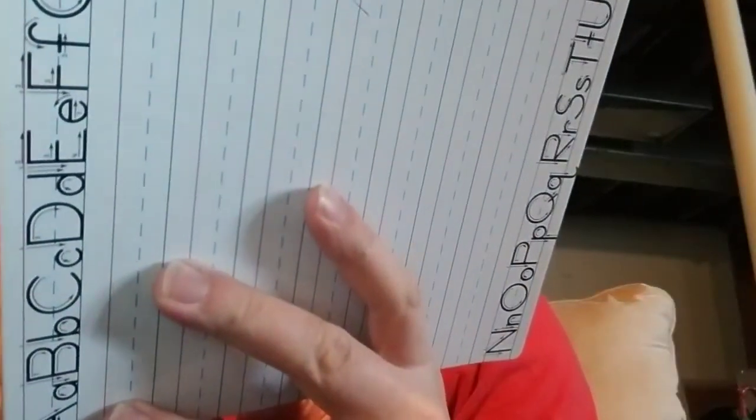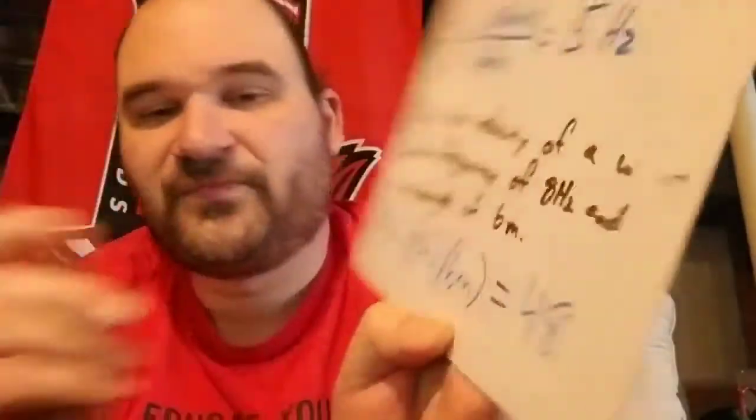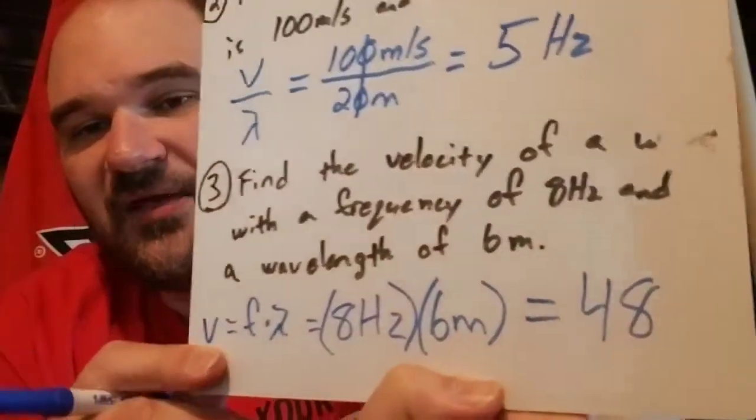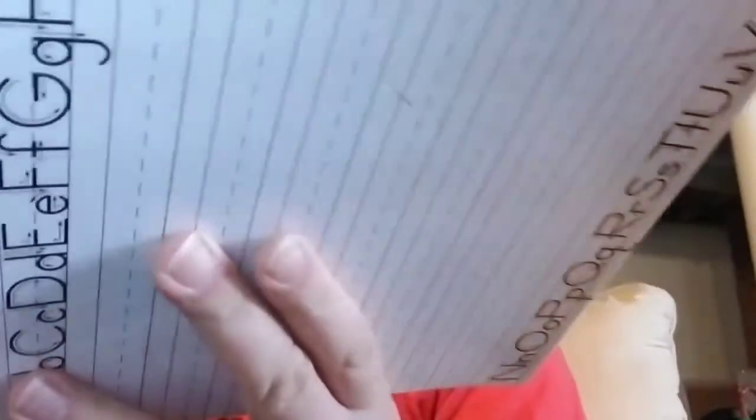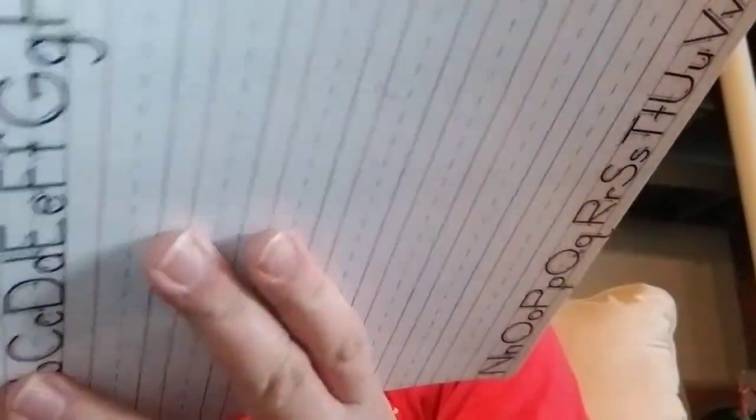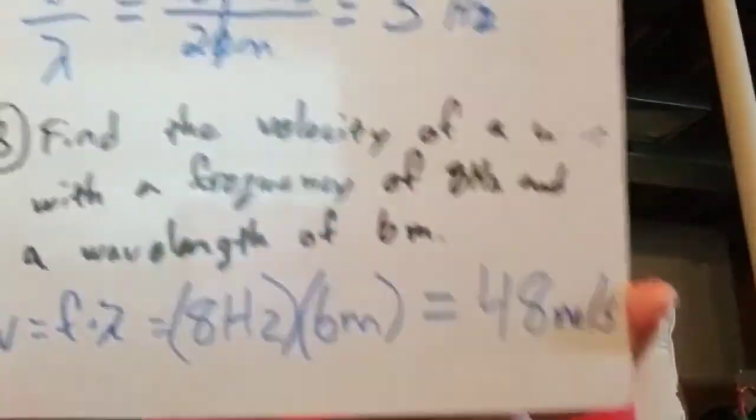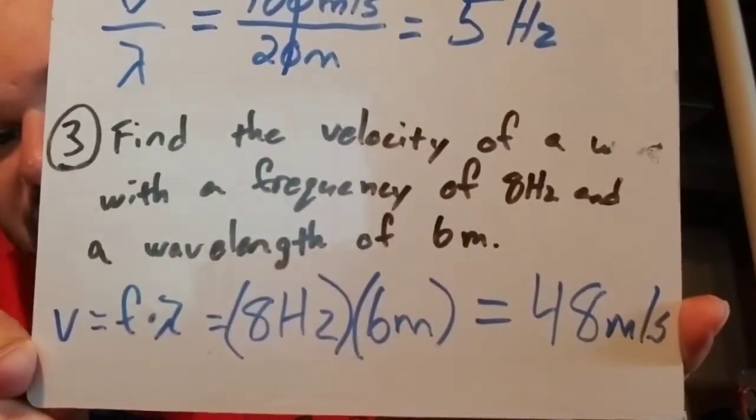The questions are a little more difficult in the challenge for this week, but I'm keeping it simple here to hopefully let you follow along. Our answer is going to be 48, and 48 what? Well, we're measuring velocity, so it's going to be meters per second. That is going to be our velocity. 48 meters per second. So that is the answer to that last question.